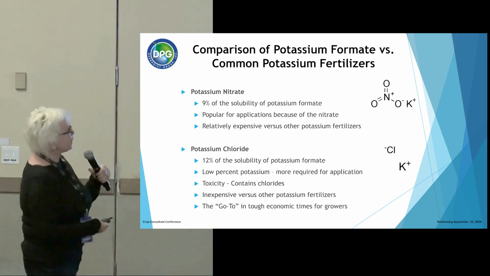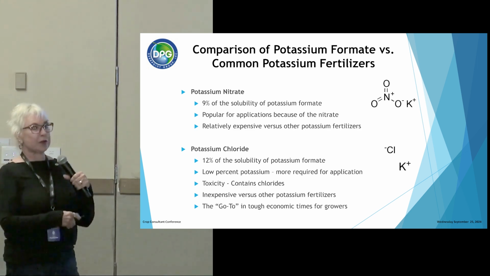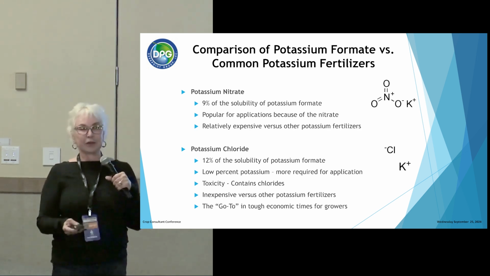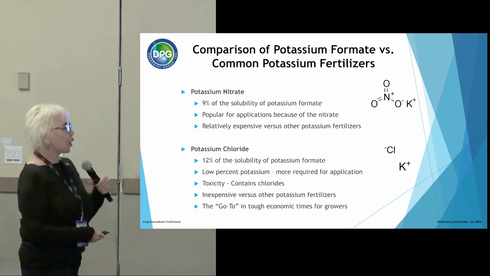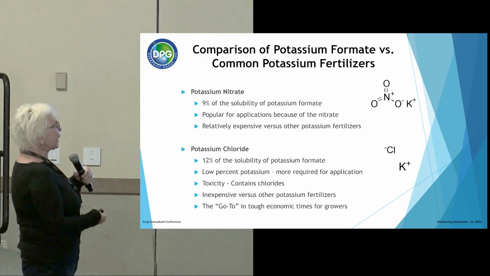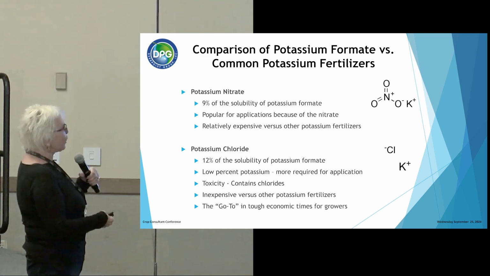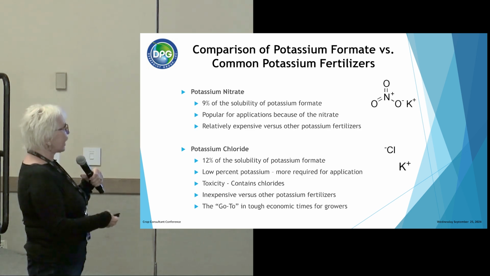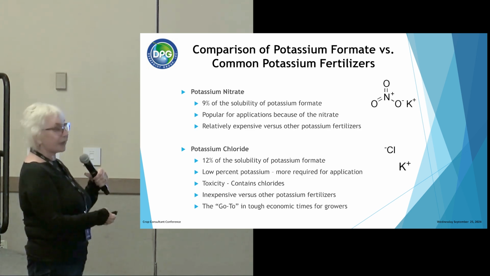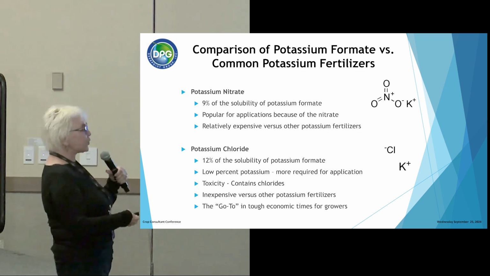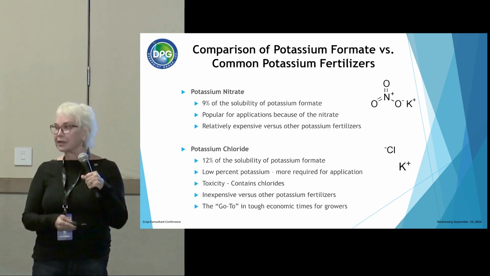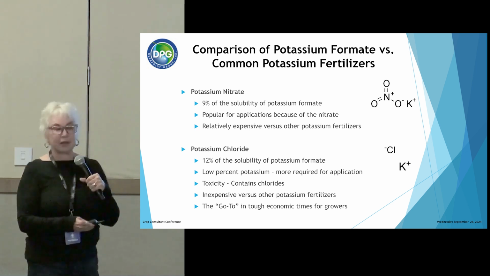Potassium nitrate, I think, is the one that surprises people the most, because without looking at the molecule, you might think, wow, potassium nitrate, I perceive that as very, very soluble. But it just ain't so. Compared to potassium formate, it is 9% of the solubility. And again, you can see that. Look at how big this anion is. It's pretty big. It has 3 oxygens and a nitrogen, but of course it has been the go-to when someone wants to put on both potassium and nitrate at the same time.